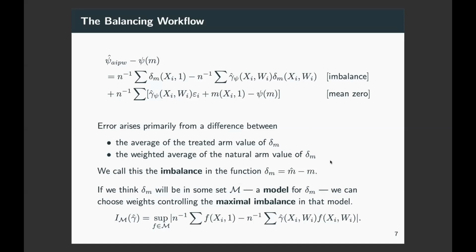And so the balancing idea is, if we think that the regression error function will be in some set, we'll call that set a model for the regression error, we can choose weights that control the maximal imbalance over that model. That's just the maximum of this error term over all candidates for the regression error in our model.